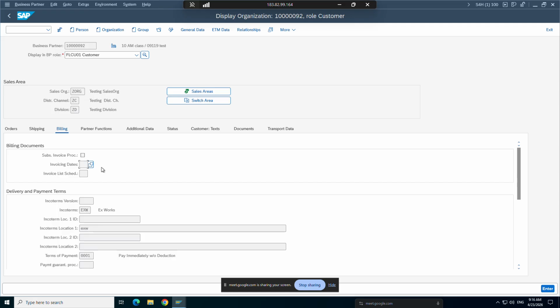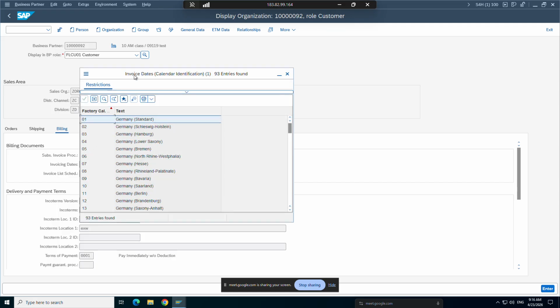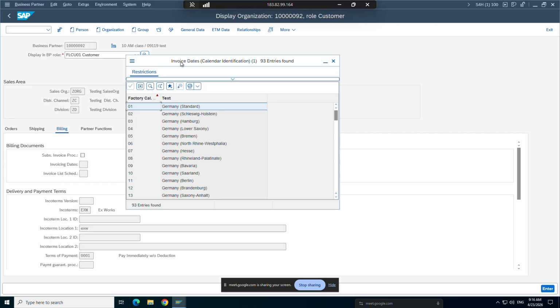Okay, we have multiple places where we assign this. Normally, which calendar do we use out of these? There are 93. Let's say you have one plant for your company. Let's say you have 4 plants, right?